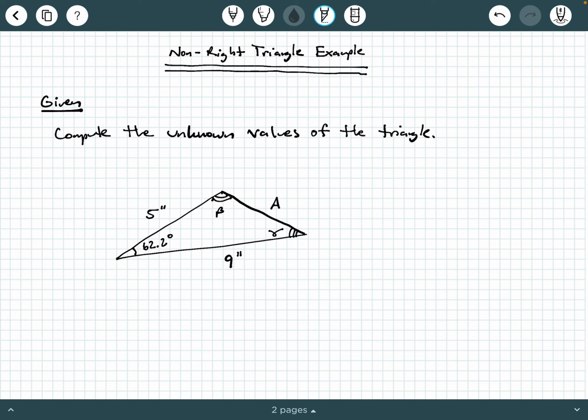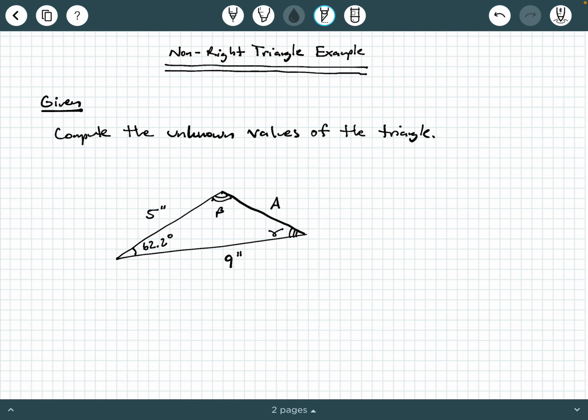Now let's look at the three sides. The side that is opposite of the known 62.2 degree angle is side A. So A is unknown, right? The side that's opposite of this unknown beta is a 9-inch long side. So that's a known side here. And then the side that's opposite of this unknown angle gamma is a known 5-inch long side.